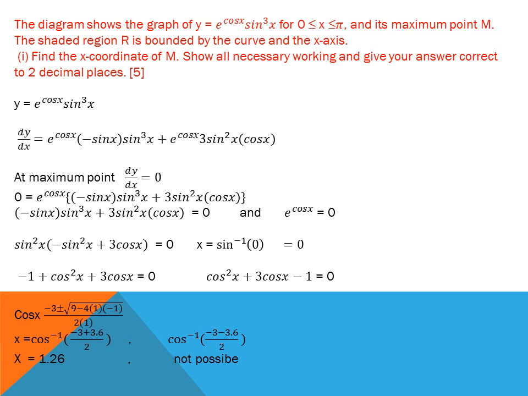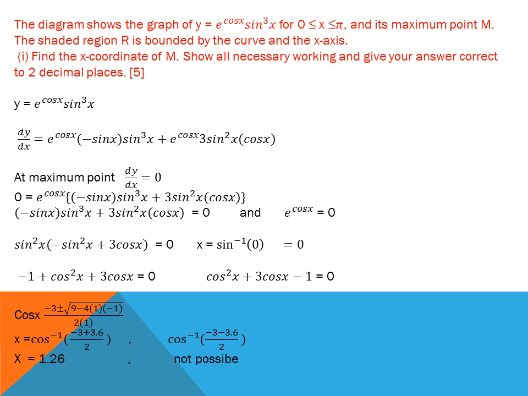e^(cos x) = 0, and the remaining other factor is also equal to 0. I take sin²x common, and then -sin²x + 3 cos x = 0. If sin²x = 0, then x = sin⁻¹(0) = 0, but we are finding the point M, which is not equal to 0.